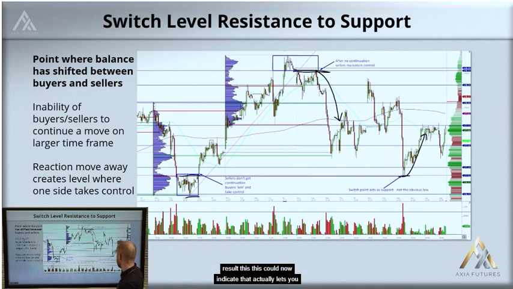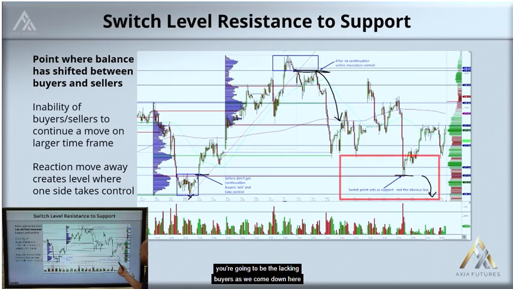As a result of this, this could now indicate that actually, next time you reach these lows, you may have a situation where this is more likely to break than it is to hold. Reason being, if buyers took control here and buyers maintain control here, they are quite likely to give up as the market starts to drop before you reach that previous low. And as a result, you're going to be lacking buyers as we come down here rather than finding more, which is what can then push the market through that level.